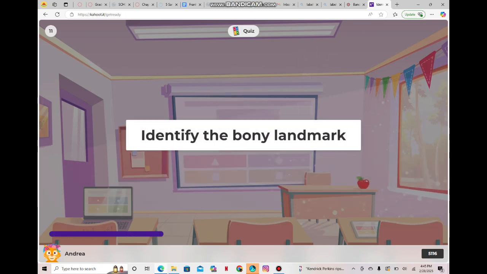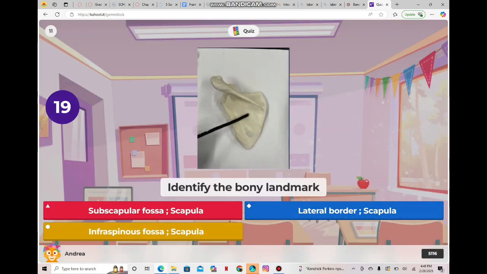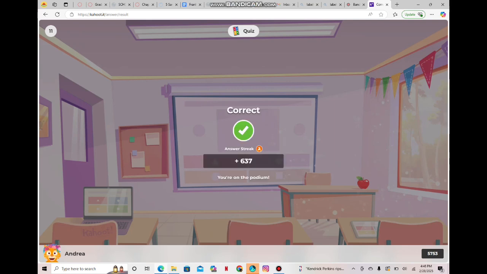And we're going to move on to question 11, which I just basically already revealed that this is the infraspinous fossa of the scapula because it is lower than the spine. That's how I tend to remember it. And that would be the correct answer.